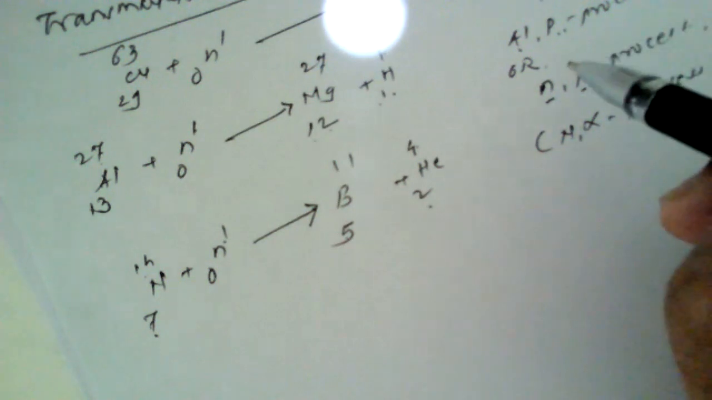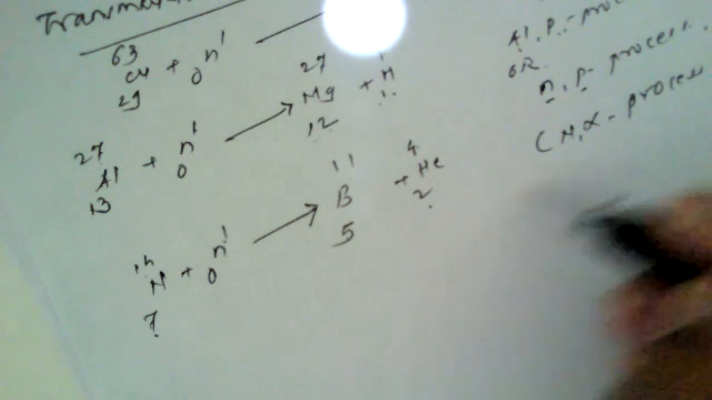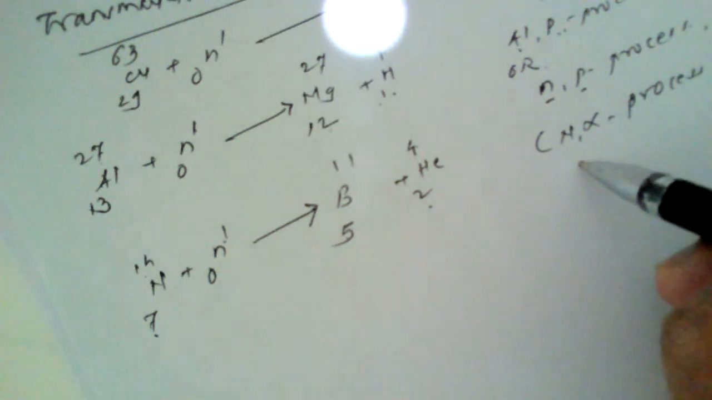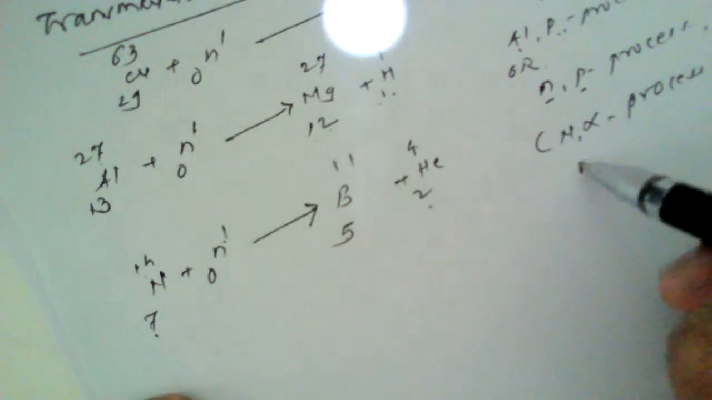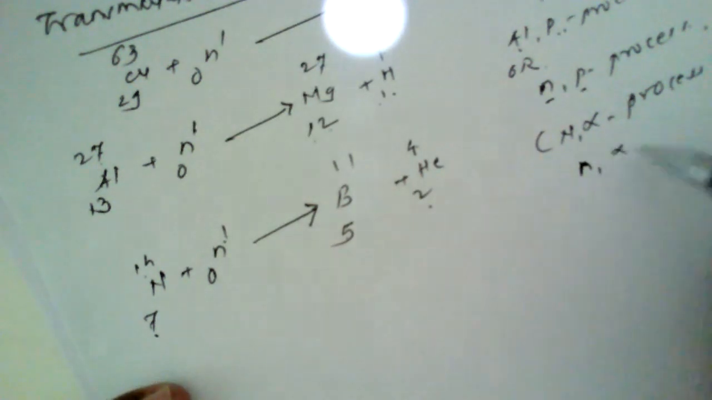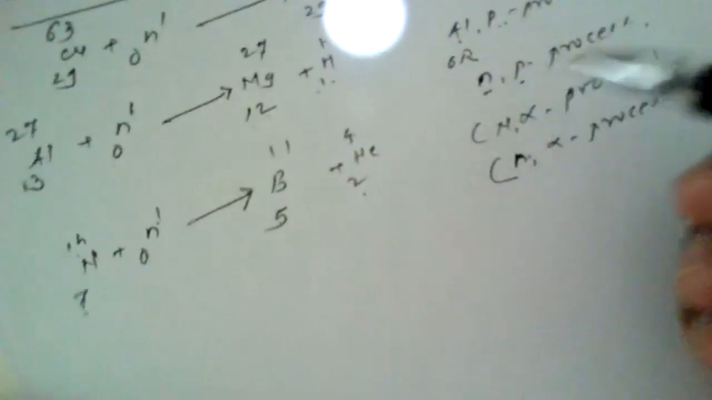This is an alpha process, or simply here we can write this as again neutrons as the projectiles and alpha particles are the ejectiles. Here it is considered that the nitrogen is used as a target nucleus.